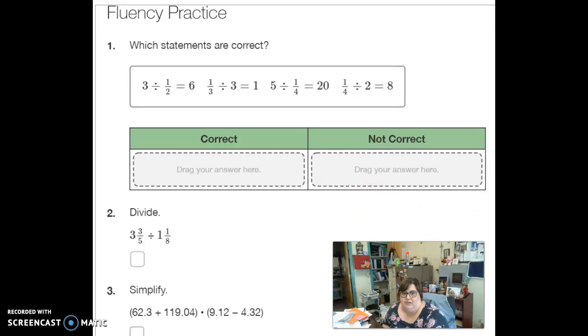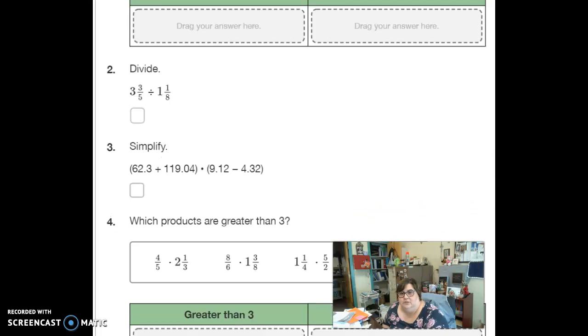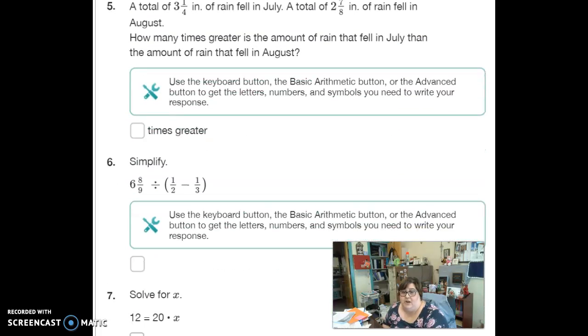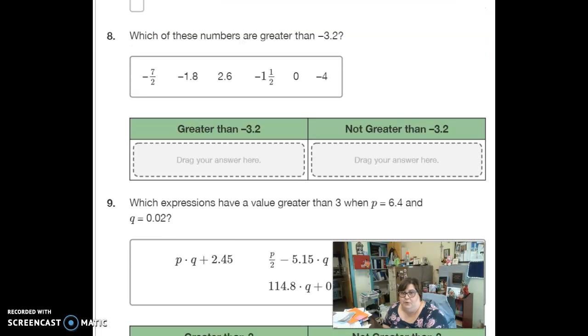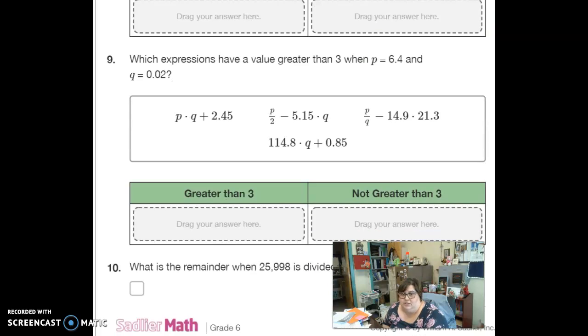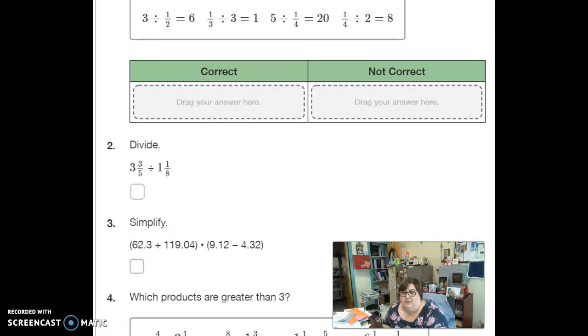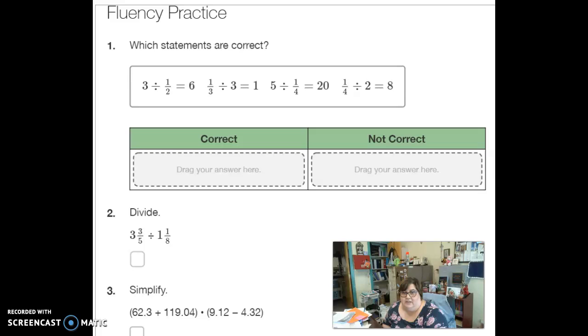But this fluency practice I thought was going to be a good idea to get an idea where you are at with fractions and decimals, so that when we get into multi-step equations that are going to have fractions and decimals in them, like these ones, I'll know how much review you need. So let's look at number 1, where you have to see which statements are correct and either put them in the box that says correct or the box that says not correct.